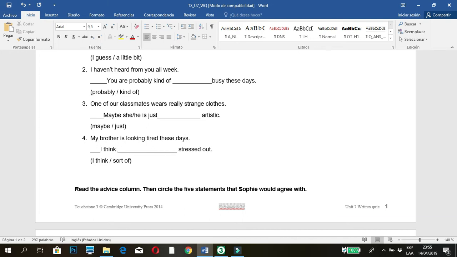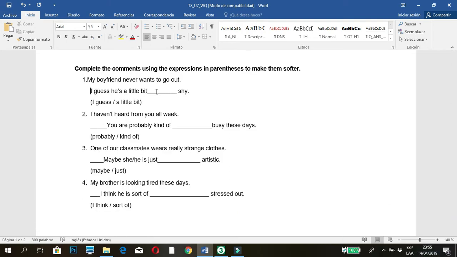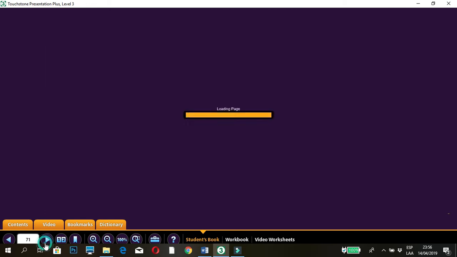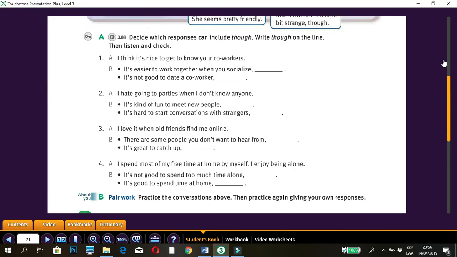So those are strategies to soften a comment, so you don't sound too direct, you don't sound too rude to the other person. Very good. So that's it. Let's continue with the next page. Let's continue with the strategy plus though.